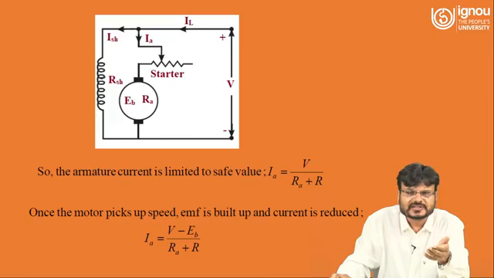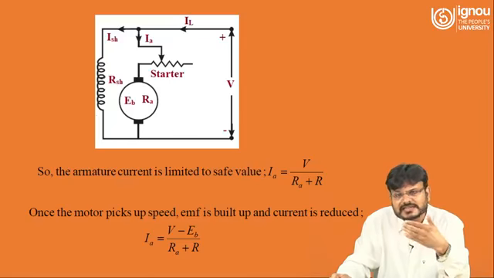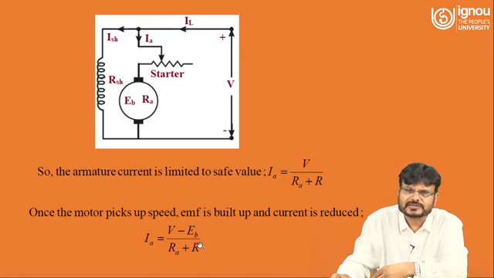So once the motor gets to its full speed, that means this extra resistance can be taken out in series with the armature. So at that time, what will be the value of the armature current? The value of armature current is equal to V minus Eb upon Ra.